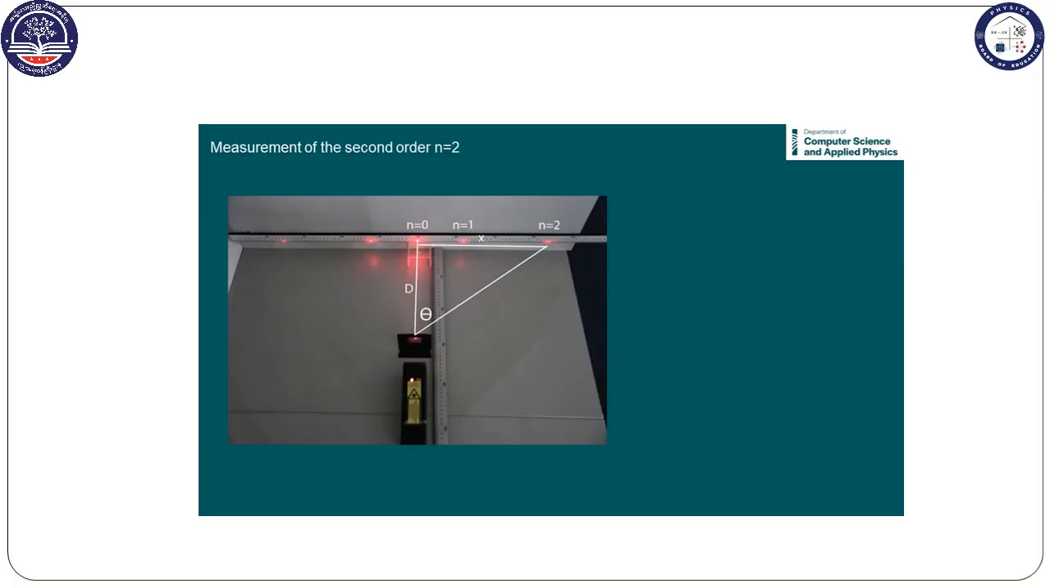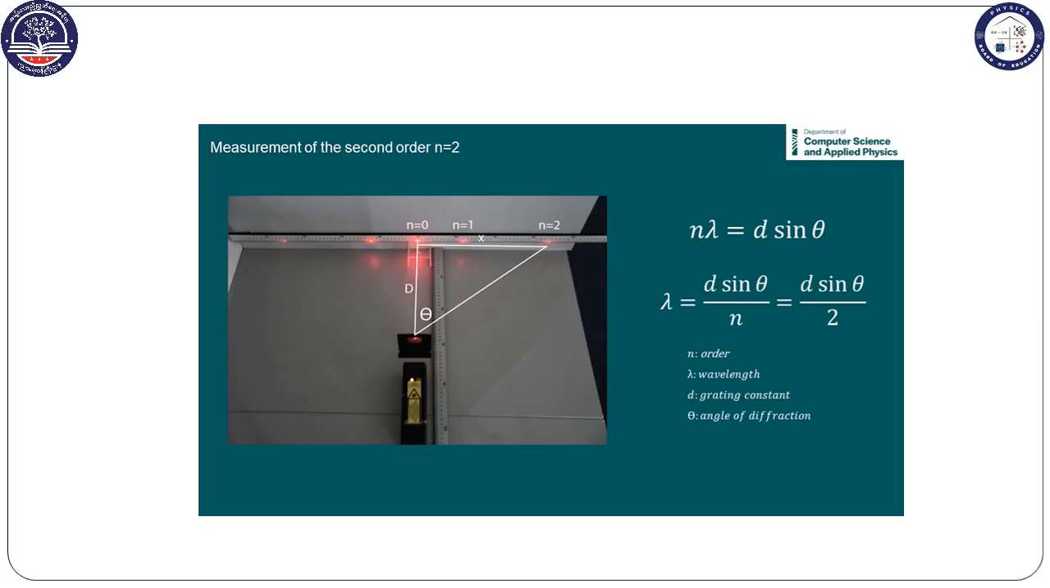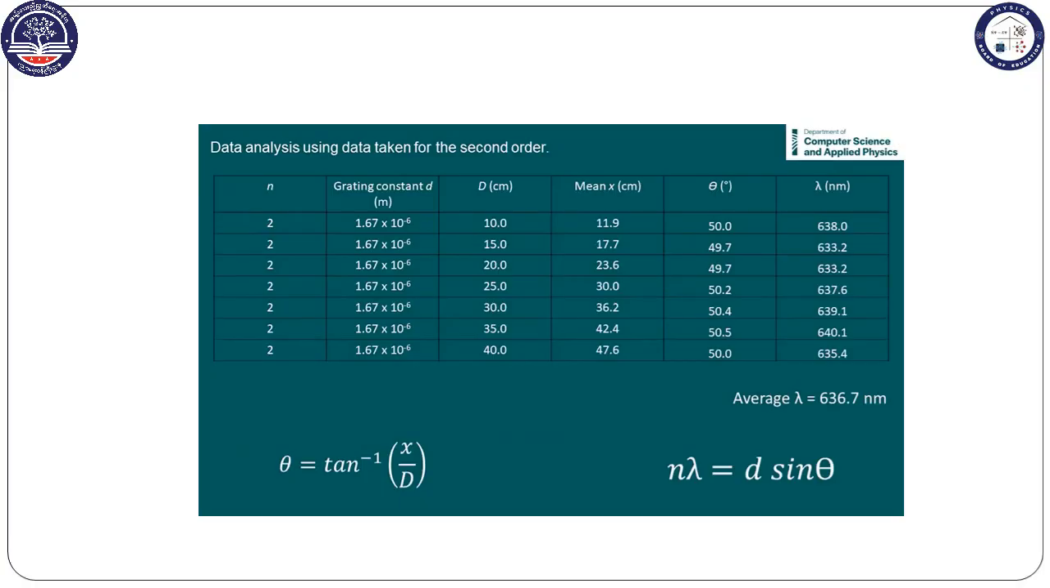During our experimental measurements, we could also have measured the distance from the 0 order to the 2nd order. Using the grating formula, we could also determine a value for the wavelength of light. The only difference is that this time n equals 2, so our wavelength lambda is equal to d sine theta divided by 2. This table shows all the data recorded for measurements using the 2nd order. As you can see, the final values of lambda are similar to the values we had for our 1st order measurements. The average value of lambda was found to be 636.7 nanometers.